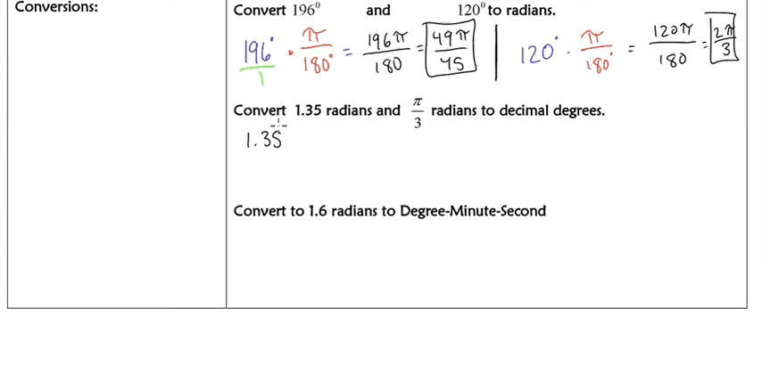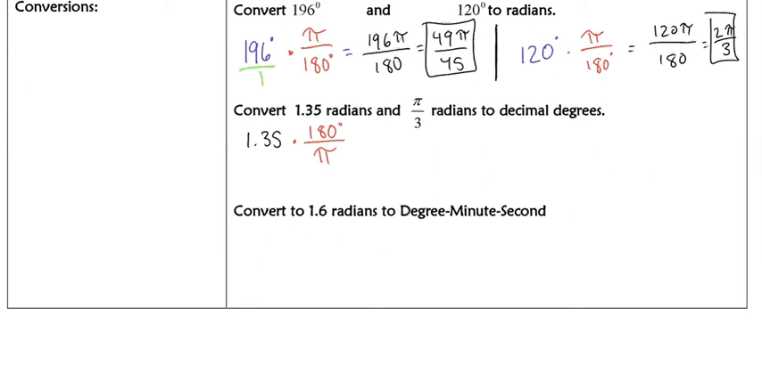We've got two problems here, but first we have 1.35 radians, and what are we going to multiply that by to get to degrees? Well, we're going to multiply by the one that has degrees in the numerator first off. So 180 degrees over pi. Because remember, 180 degrees is equal to pi radians. And so really we're multiplying it by 1. We're just changing the look of it.